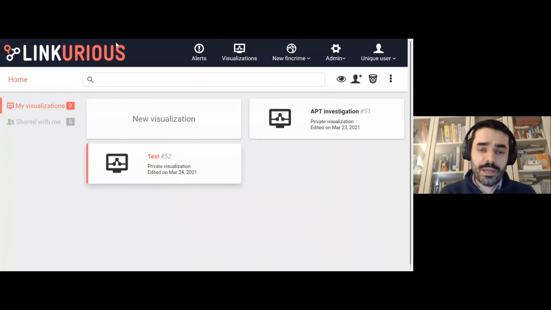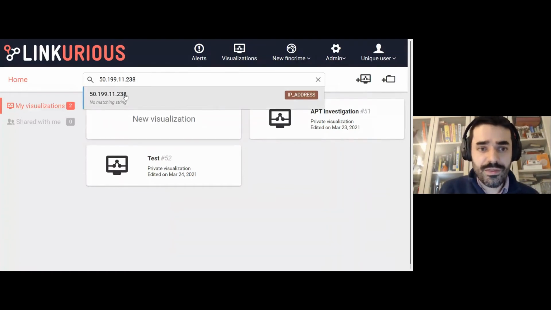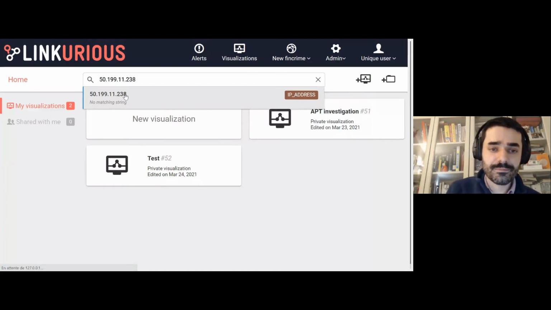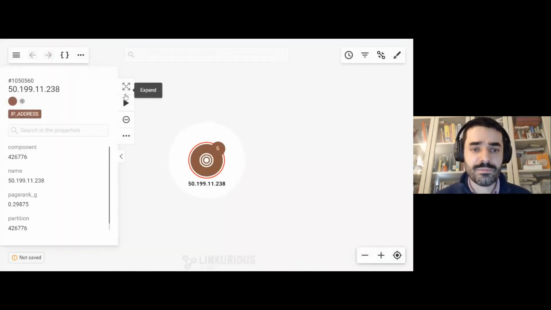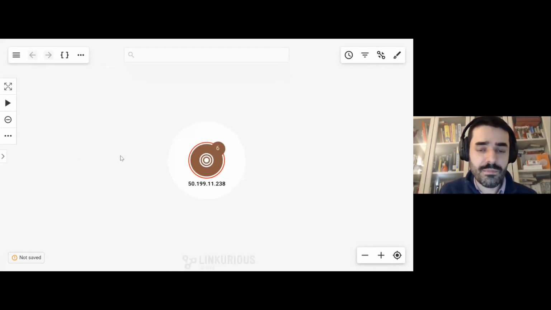So we are going to type the name of the IP address that we are interested in. It's right there, 50.199.11.238. So I'm tapping that. I can see a bunch of information showing up on the left panel with everything that I have about that one node. I can see that's my IP address. I can see the name and some extra information. I can minimize the panel to focus on what's going on here.